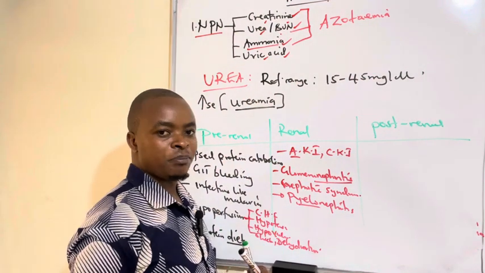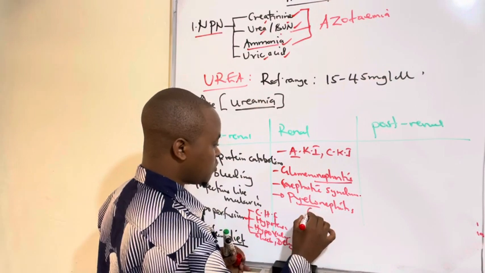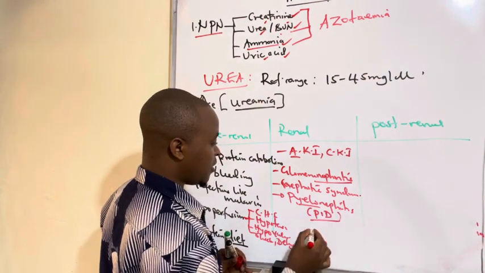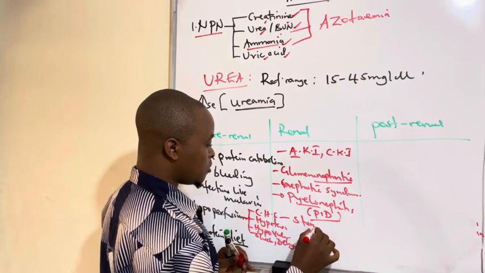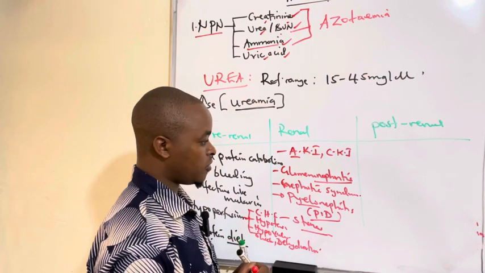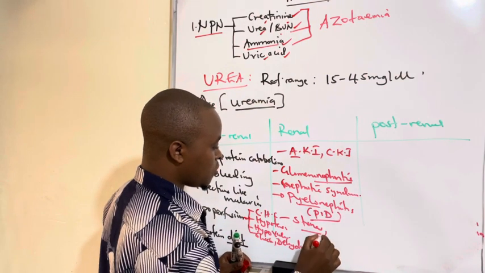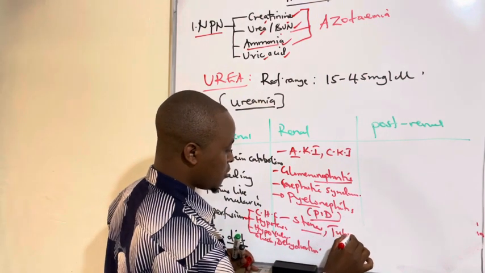What we call PID, pelvic inflammatory disease. This one is PID, pelvic inflammatory disease. Then we have seen kidney stones also being part of the renal causes. And then also we saw acute tubular necrosis.